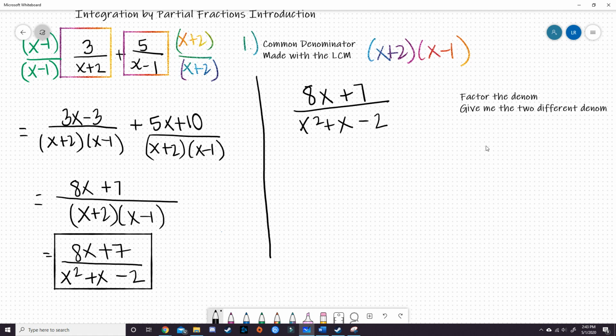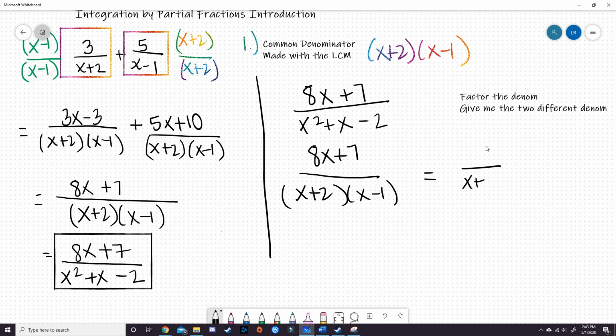So when I factor this denominator, I'm going to get 8x plus 7 over x plus 2 and x minus 1. Now, when I split this, what I want is I want our two fractions to be something over x plus 2 plus something over x minus 1. So something and something. That's pretty crazy. And essentially, in the end, I know what those somethings should equal. The somethings that have to do with our x, we need 8 of them. And our somethings that have to do with our constant, we need 7 of them.